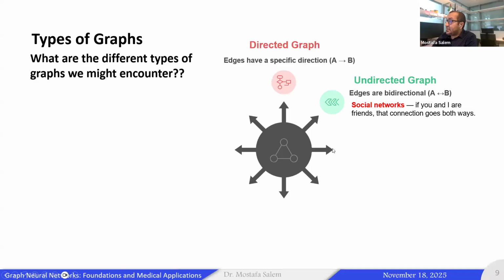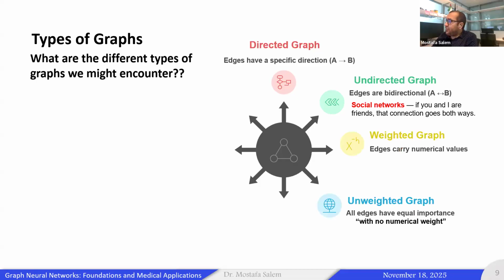Example of undirected graph is the social networks. If I'm friend to Rahil, for example, he also will be friend of mine. So this is undirected or bidirectional relationship between the entities or the nodes of the graph. The second category is weighted or unweighted graph.